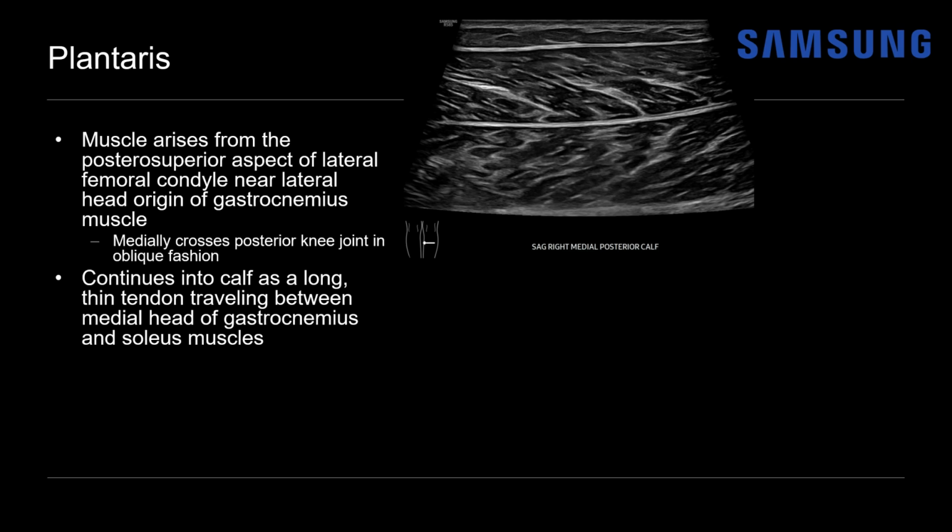It then continues into the calf as a long, thin tendon traveling between the medial head of the gastrocnemius and the soleus muscles. So here's a different patient showing the medial gastrocnemius muscle, the soleus muscle, and then this thin plantaris tendon there between the arrows.